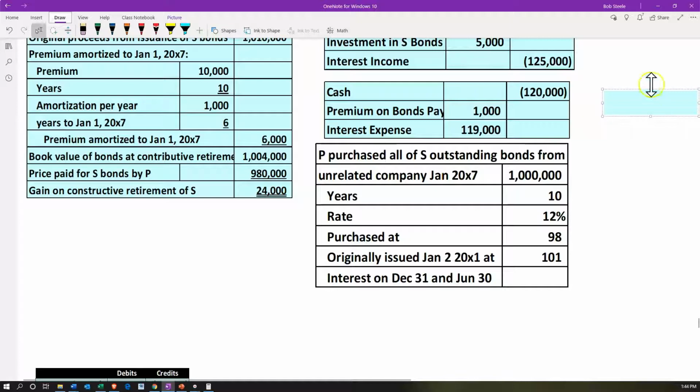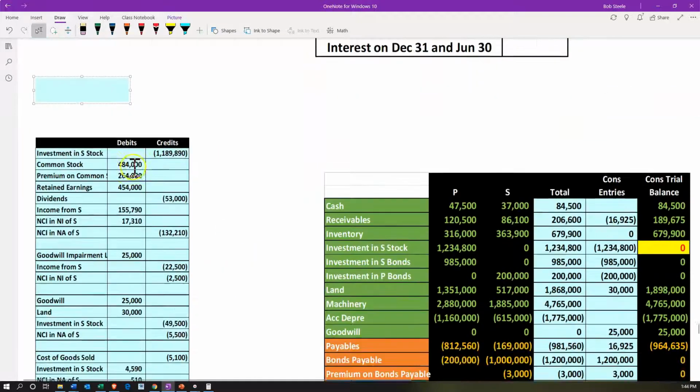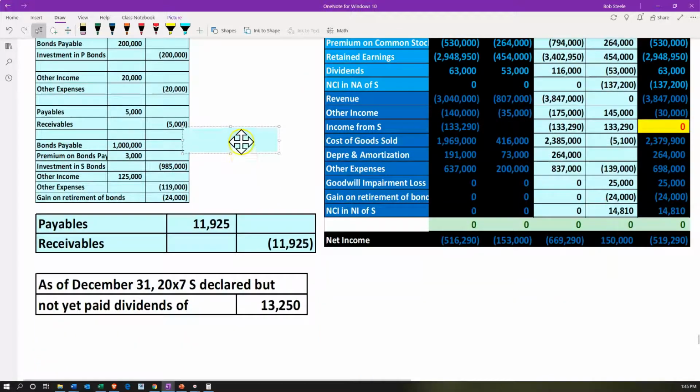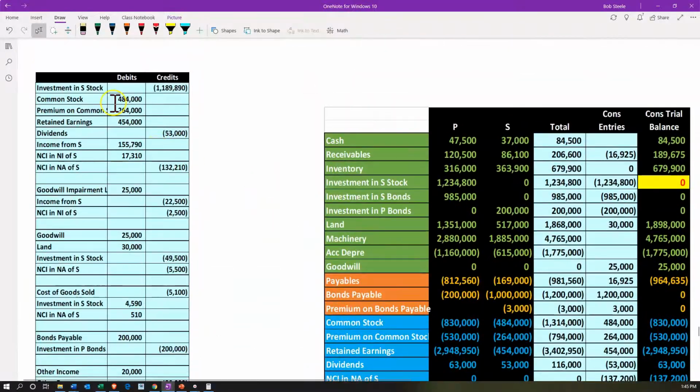Next transaction, I'm going to pull this thing on down so we can have it down there. So next transaction, we may not need it. This is what we've done thus far. So we've entered all these.